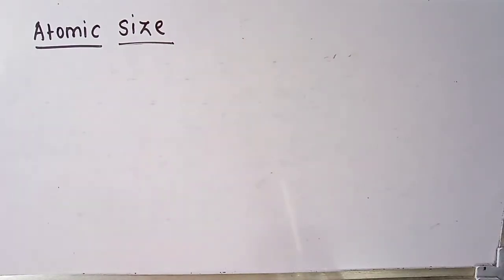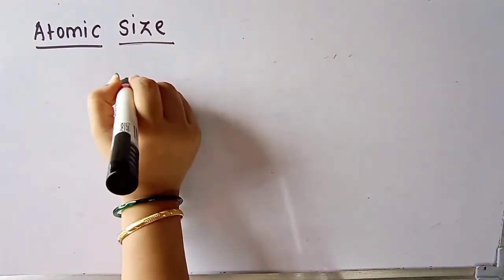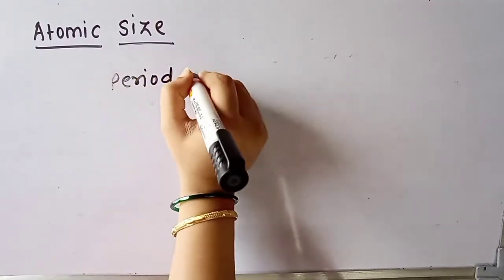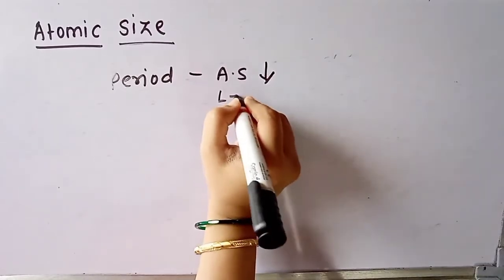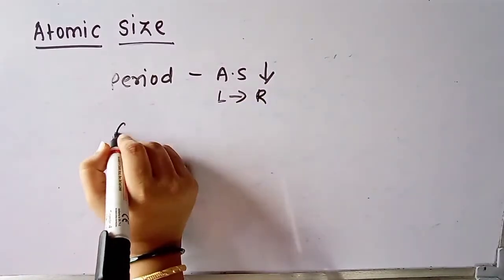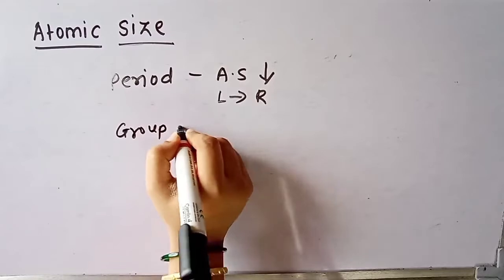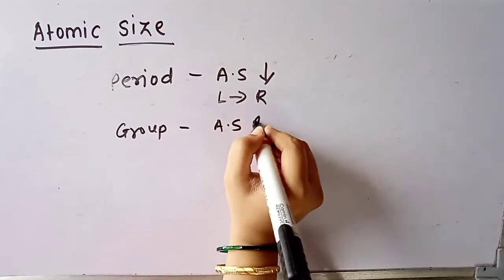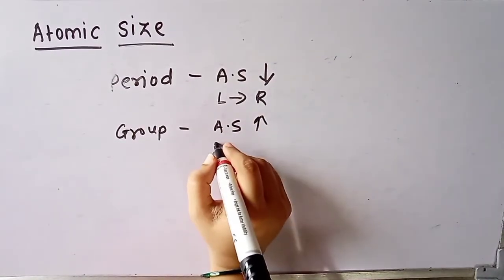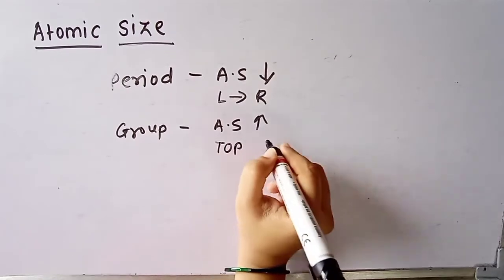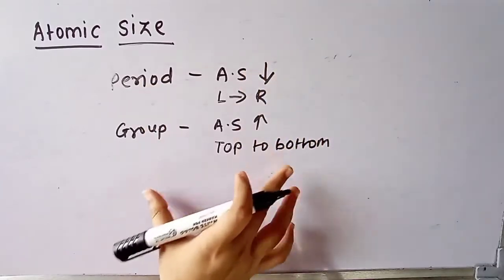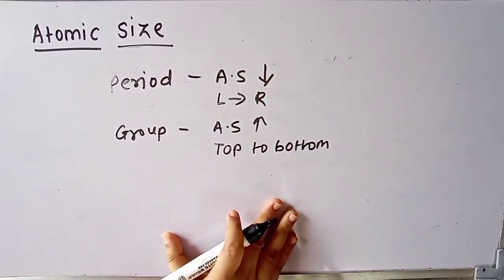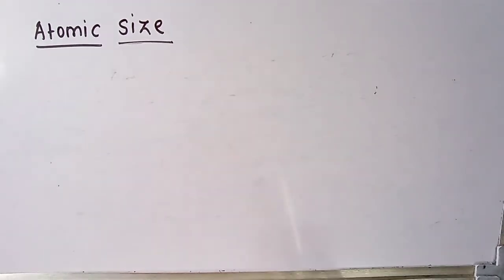So what we have seen in period, what is happening in period? Atomic size goes on decreasing while going from left to right, and in groups what is happening? Atomic size goes on increasing while going down a group, means top to bottom. Okay, two things are clear to you. Now we'll see some questions which are given on page number 25.